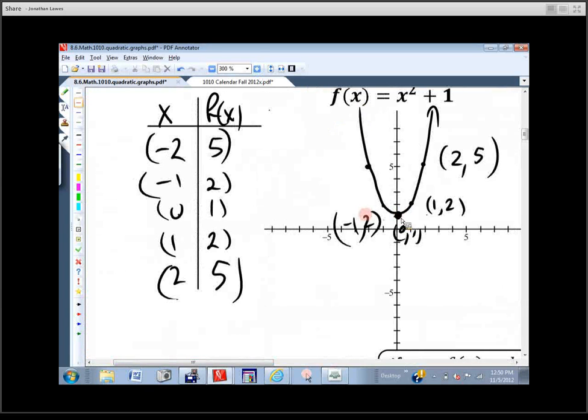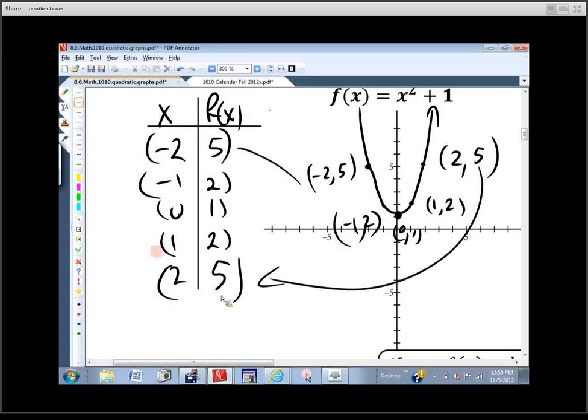And if I go back 2, I'm going to go up 4. If I go back 2 from here, I get negative 2. If I go up 4 from 1, I get 5. See how these points were on the graph? They were points that I found there. So you don't have to use an XY table to produce them.